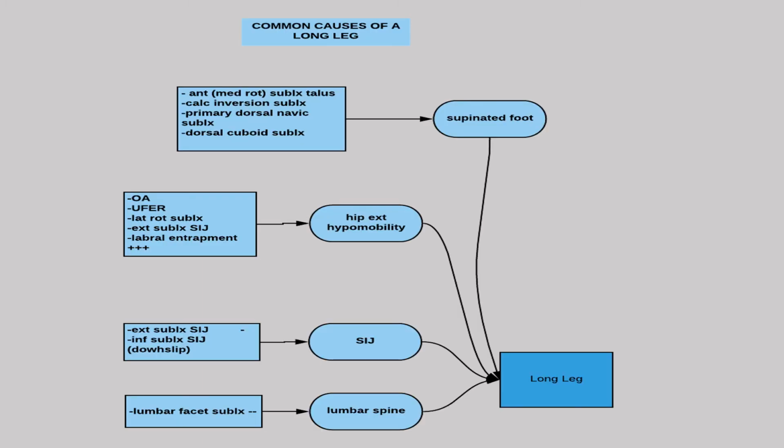Let's look at some causes of non-structural leg lengthening, starting from the top of the diagram and working our way down. Anything that supinates or inverts the weight-bearing foot, including dorsal subluxation of the medial tarsals, inversion subluxation of the calcaneum, and anterior or medial rotation subluxation of the talus.